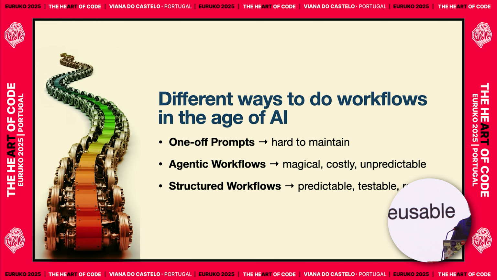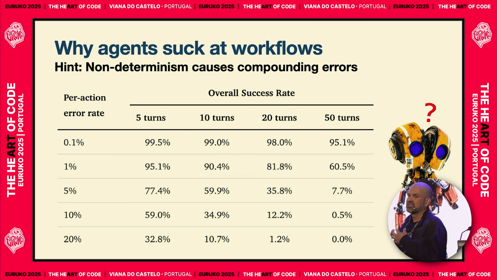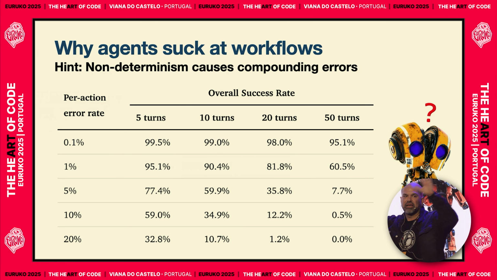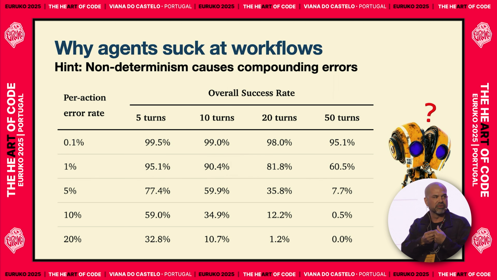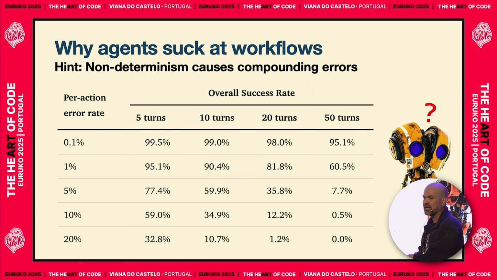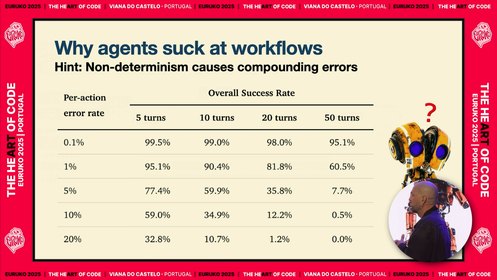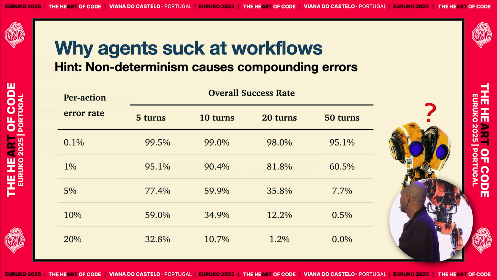The reason that I want to talk to you about this is because agents, and by agents, I'm using agents in the big sense, not just collections of agents doing work, but also if you give a big prompt to a state-of-the-art model and say, hey, do this step 1, 2, 3, this is the reason that they suck at doing workflows. If you look at this table, even if you assume a very, very conservative error rate, and given that AIs are non-deterministic, 0.1% is actually quite conservative.